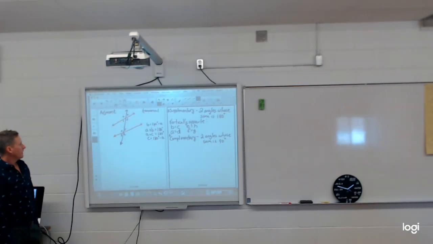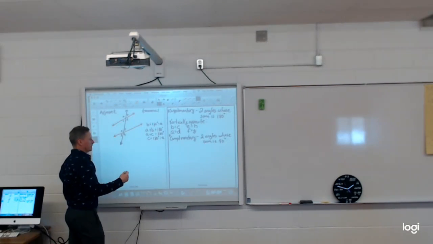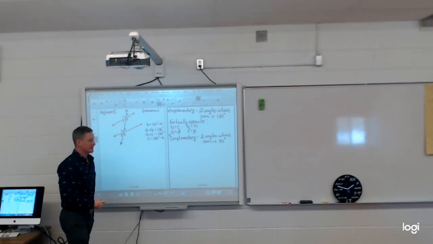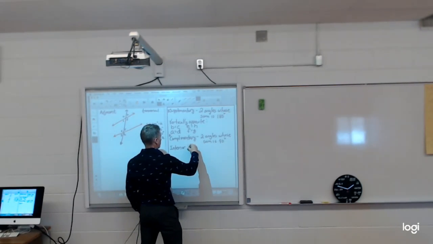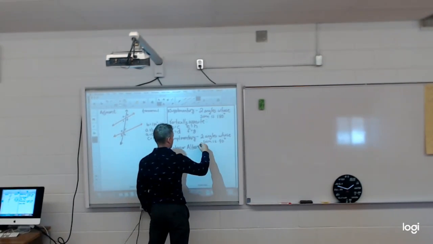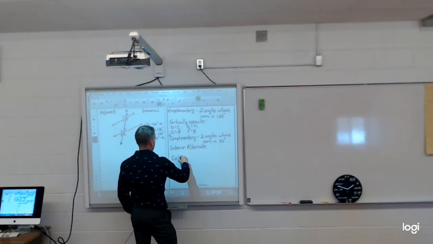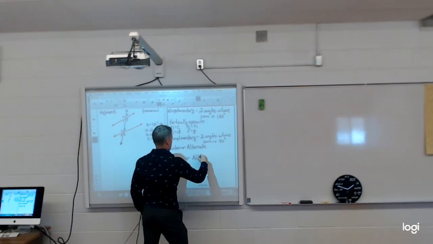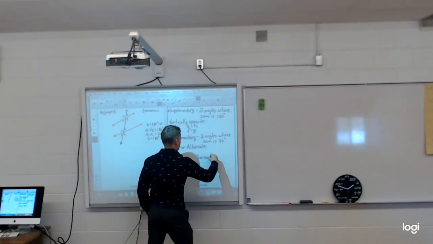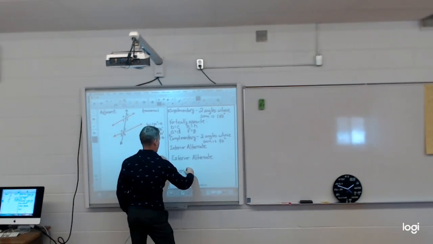Okay? I'm going to show you something else now. Alright? There are 3 other ways we can describe these things. I'm going to do it like this. Interior alternate. Exterior alternate. And corresponding. So I'm going to begin with corresponding.